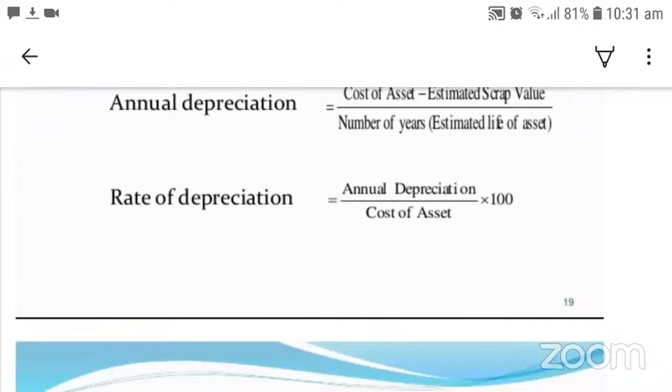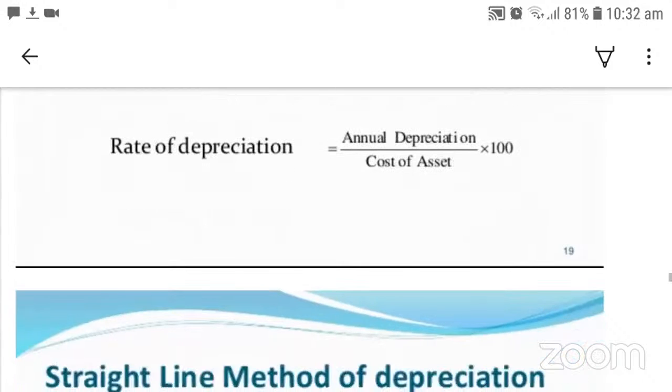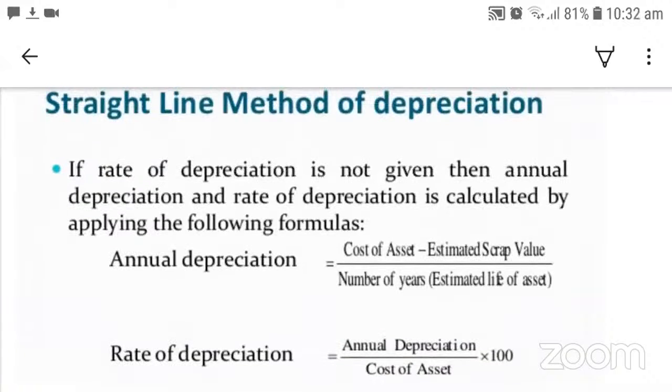Okay, for rate of depreciation, we have already found the annual depreciation. With that annual depreciation, we can find out the rate of depreciation. Annual depreciation divided by cost of asset into 100. We are finding out the percentage, so we have to multiply by 100. Rate of depreciation is equal to annual depreciation divided by cost of asset into 100. With this, we can find out the rate of depreciation.